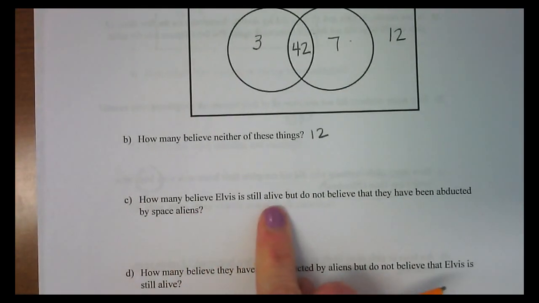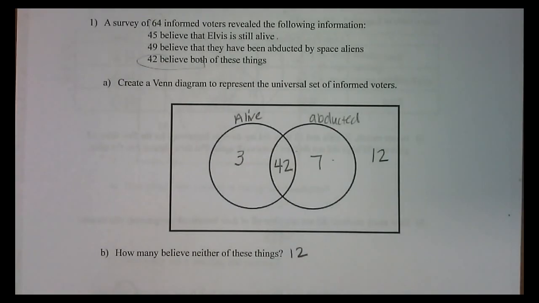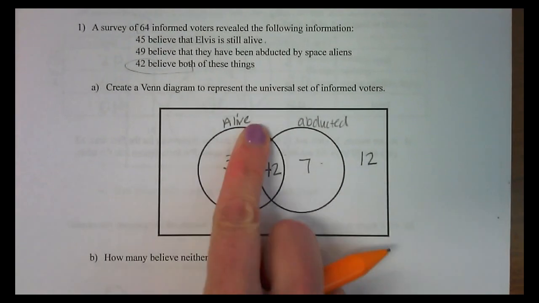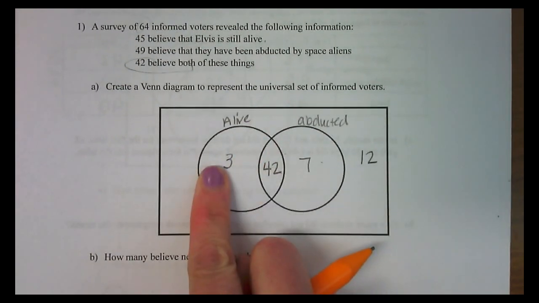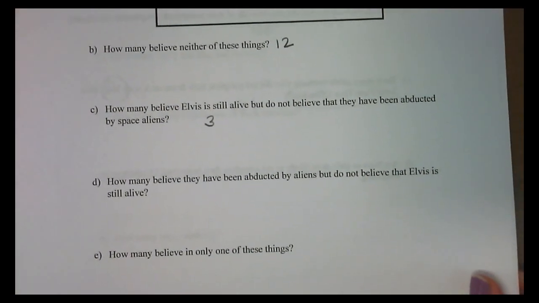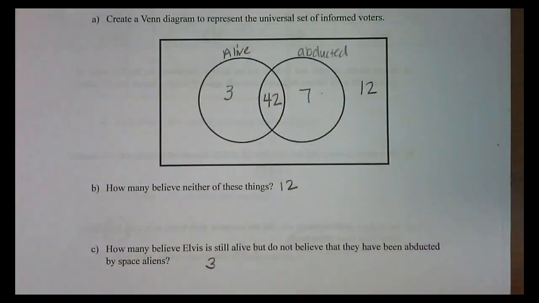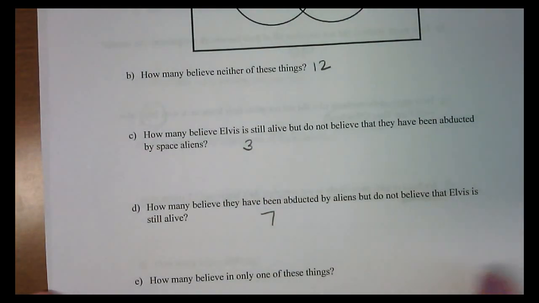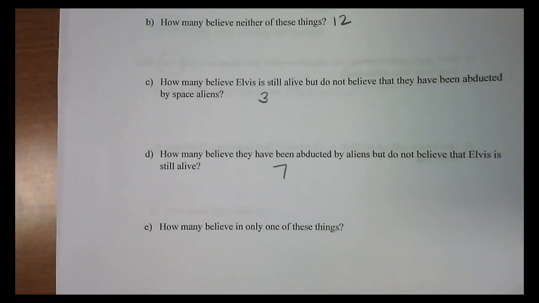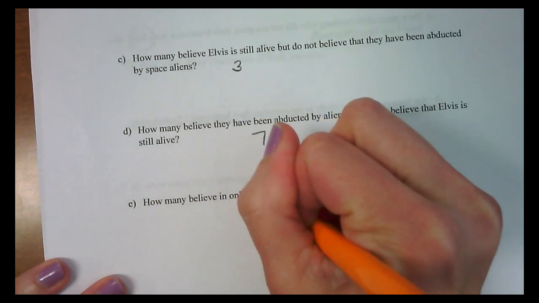How many believe Elvis is still alive but do not believe they have been abducted by space aliens? So Elvis is alive but not abducted would be this 3. How many believe they have been abducted by aliens but do not believe that Elvis is still alive? So abducted circle but leave out the Elvis. So that's 7. How many believe in only one of these things? So only one would be this 7 and only one would be this 3, and we've got to put those together. So 10.